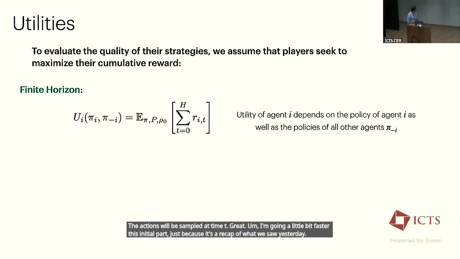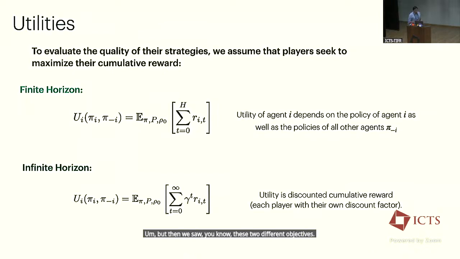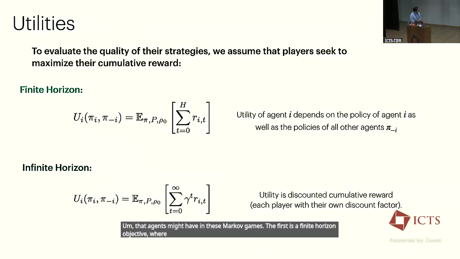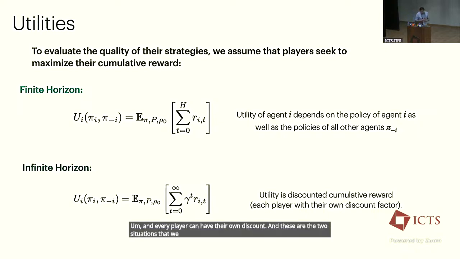But then we saw these two different objectives that agents might have in these Markov games. The first is a finite horizon objective, where an agent would like to maximize over their space of policies their cumulative reward over the horizon. And then the infinite horizon objective, where they would like to maximize their discounted cumulative reward. And every player can have their own discount factor. And these are the two situations that we saw.